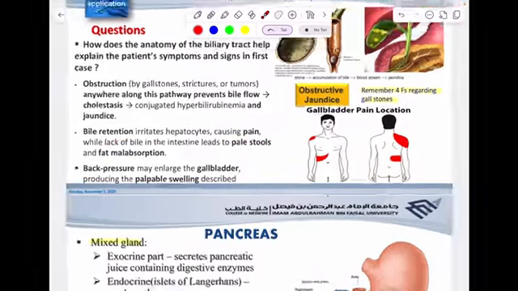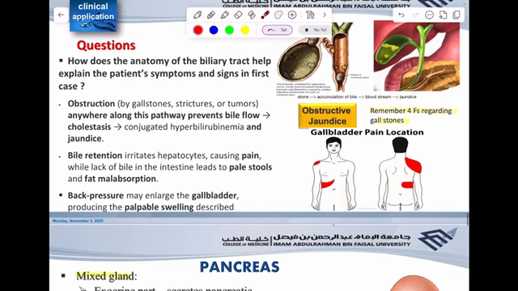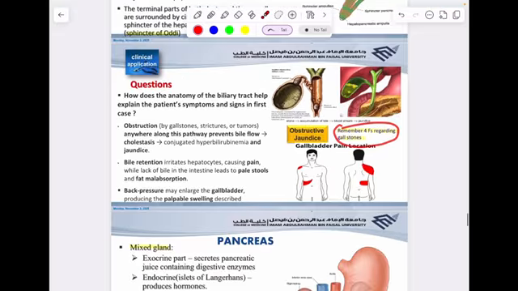وبعدين, why is the pain referred to the back? The back pressure is going to enlarge the gallbladder and produce the palpable swelling that we described بالبداية. But then we also have to remember the 4 F's when it comes to cases, اللي هي female, fat, fertile, and 40.